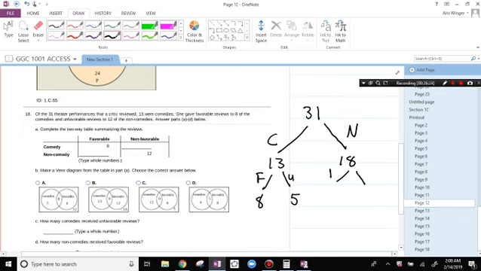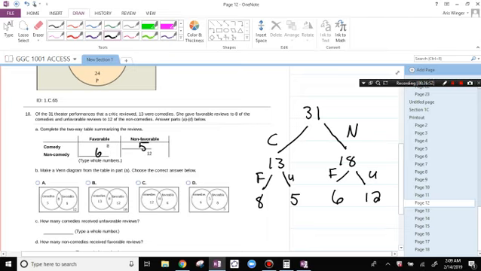And they said favorable and unfavorable reviews to 12 of the non-comedies, 12 and 6. Okay, so comedy, favorable 8, comedy, unfavorable, 5. That adds up to 13 total comedies. 6 adds up to 18 total non-comedies. Let's see how this looks.